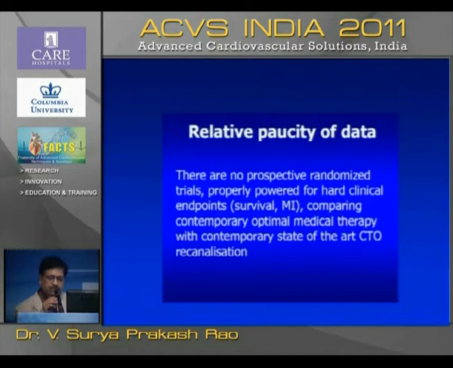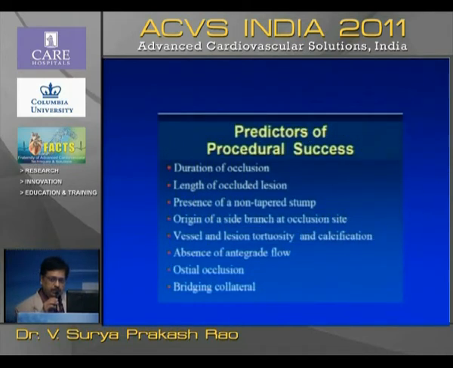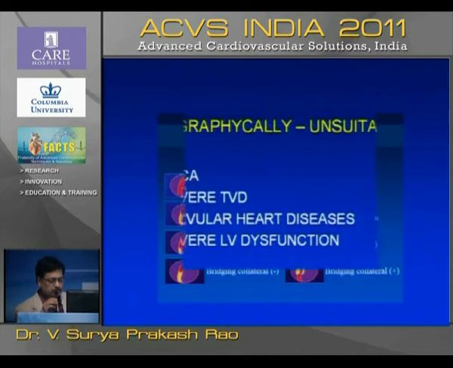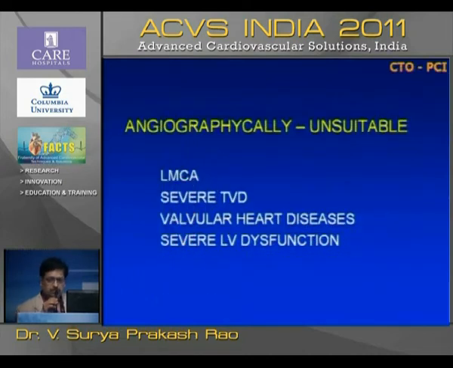There are certain predictors of procedural success you should assess before attempting this. Most of you know about the length, tapered, non-tapered, antegrade flow, ostial occlusion, all these things. But I feel the most important are the bends, tortuosity and the calcification. In our large number of cases, which is one of the largest volumes in the country now, I can confidently tell the bends and the calcification really made us defer certain cases. And if we get associated comorbidity, then surgery like left main and valvular disease surgery is an option.